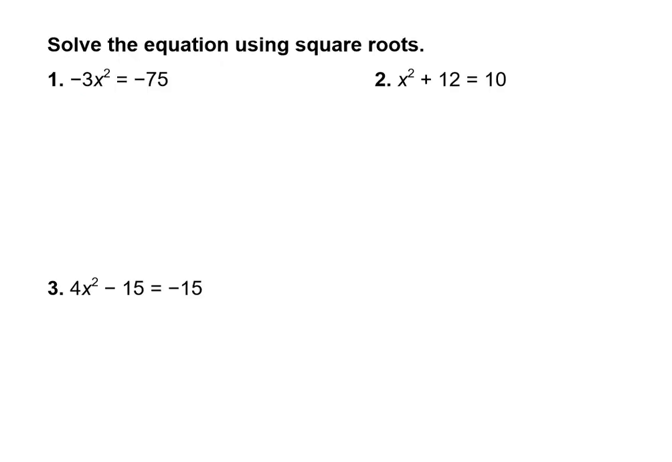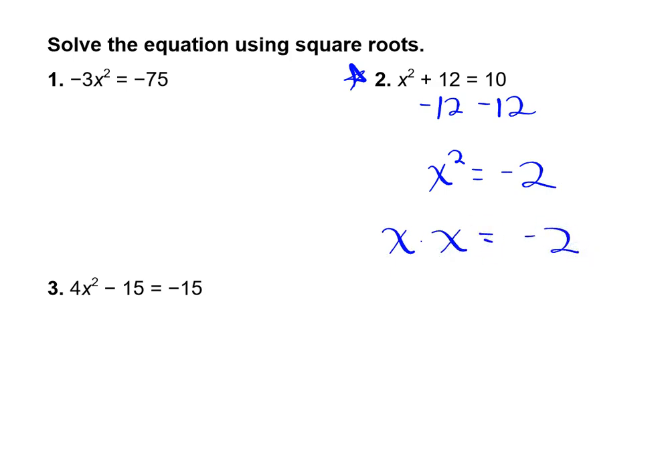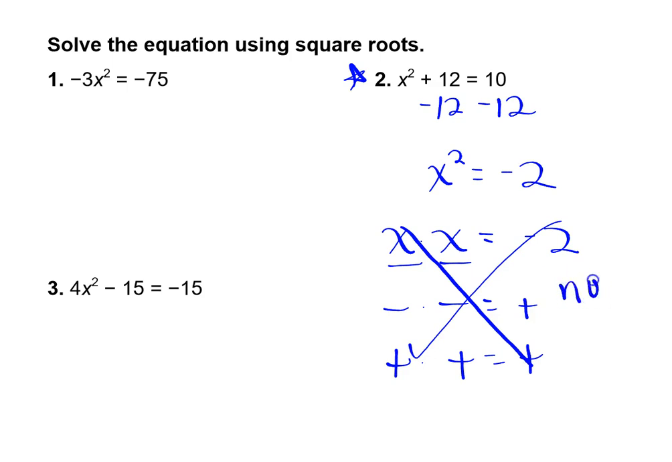Here's some more problems that you can use to practice. I do want to talk just about number 12. When we try to solve this, we want to get that x squared by itself. In the process, we end up saying x squared is equal to negative 2. But that means that x times itself is equal to a negative number. Well, we know that negative times negative is positive. And we know that positive times positive is positive. So there's not a real number that we can plug in for x that when we multiply it times itself, we get a negative.